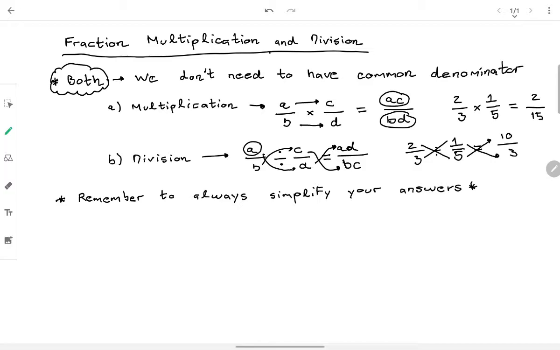Remember, we always need to simplify the answers. So we need to look if these numbers can get simplified. In these cases, you cannot simplify them because there are no common divisors between them. So we are going to see some examples now of fraction multiplication and division.